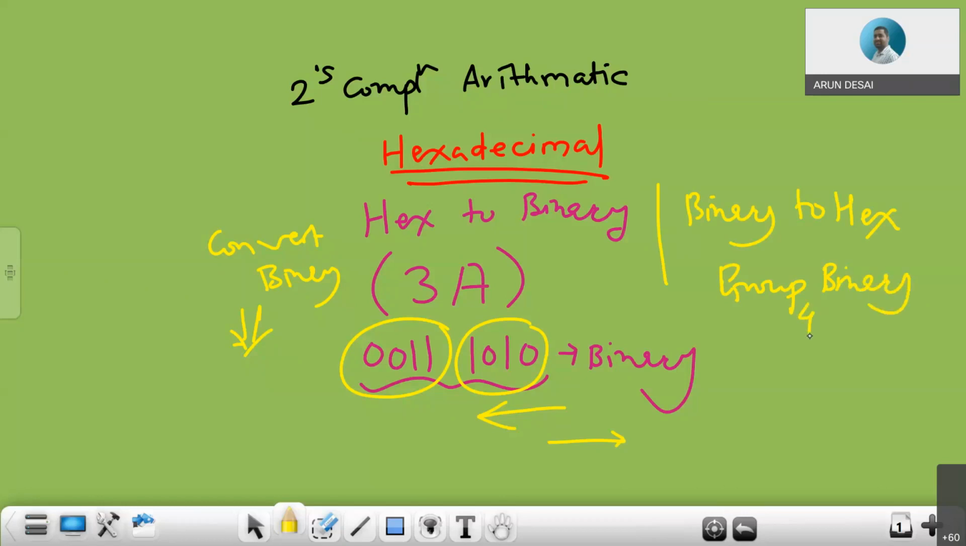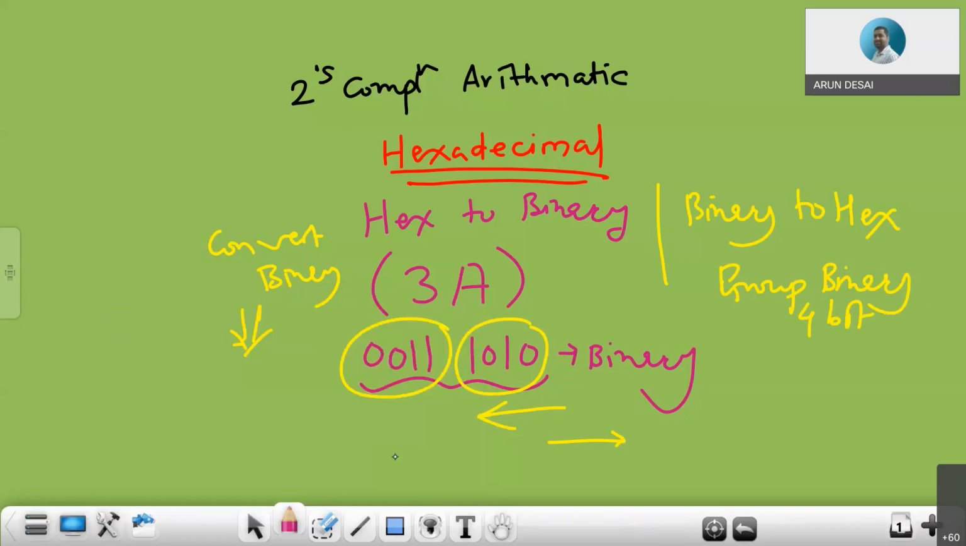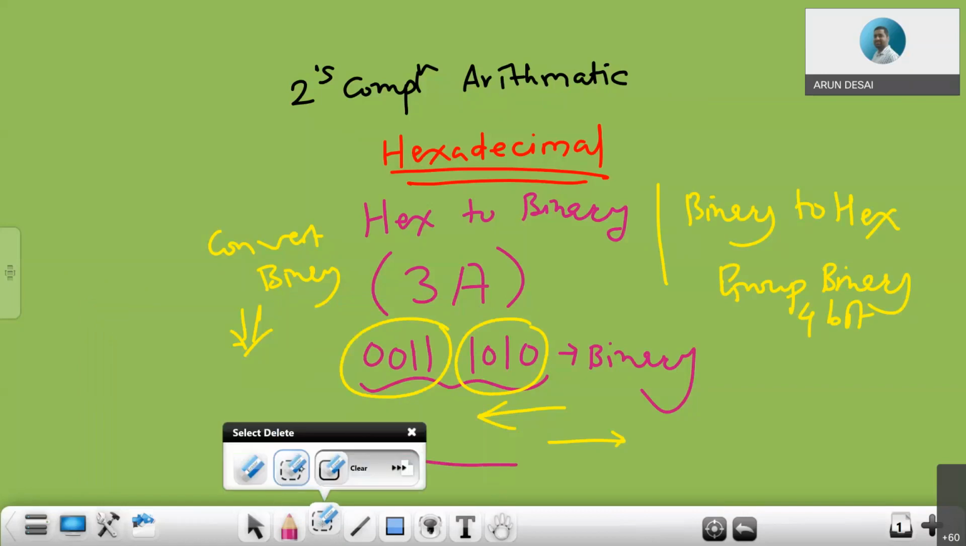To binary into 4 bits. Yes, put it in chat now. Anyone has any issue?